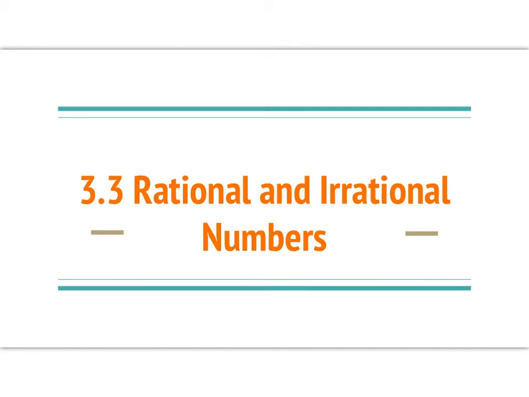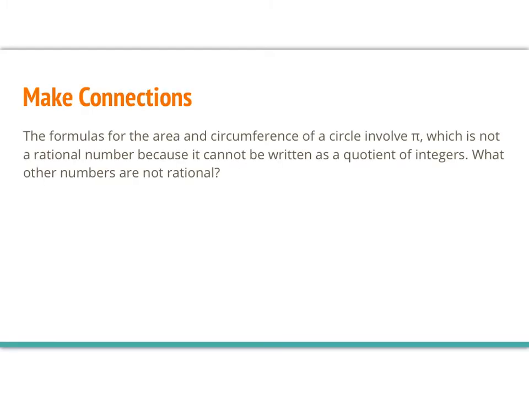Rational and irrational numbers, 3.3 in our Pearson textbook. The formulas for area and circumference of a circle involve pi, which is not a rational number because it cannot be written as a quotient of integers. A quotient meaning a fraction. We can't write a number x over y that equals pi, okay?